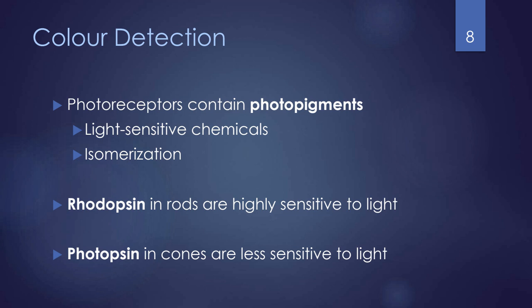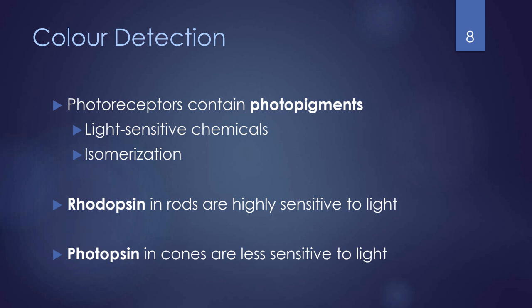The rod photopigment is called rhodopsin. Rhodopsin is more sensitive to light. Remember, with our rods we don't get as good a visual acuity, but they are more sensitive to light than cones. Rhodopsin is more sensitive to light than the cone photopigments are, so for this reason, rods function better in dim light than cones do.